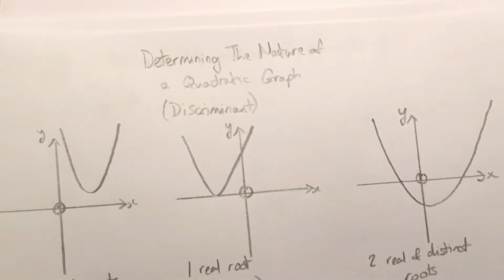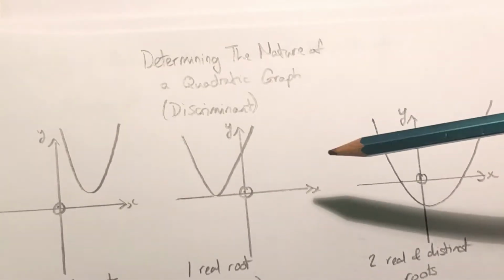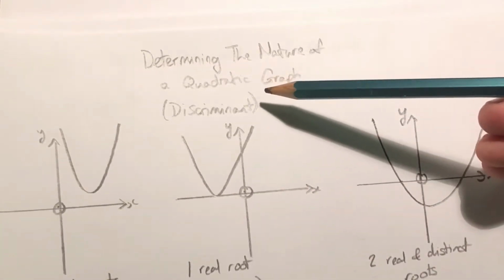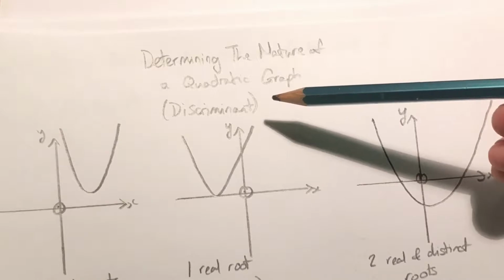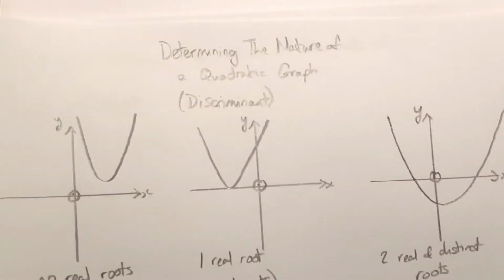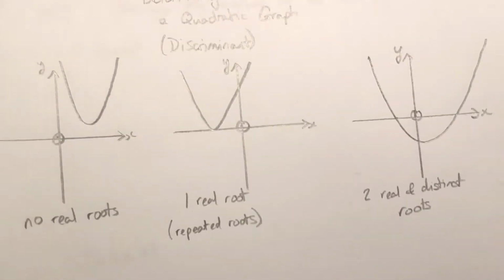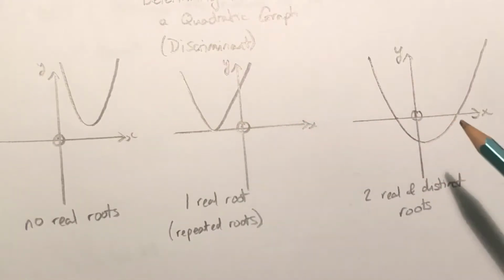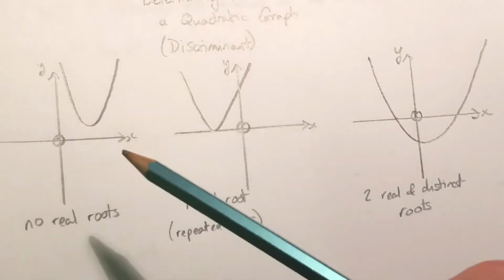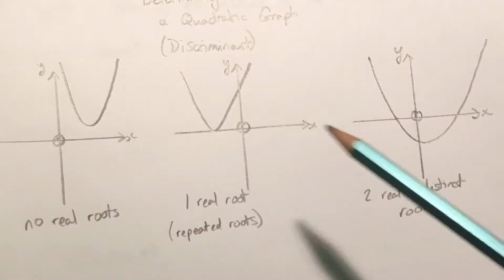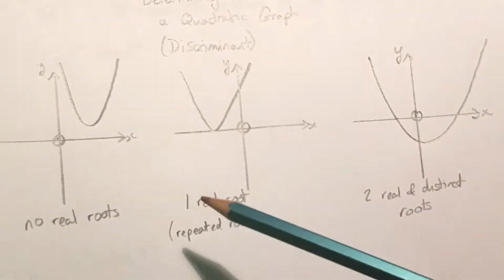In this video, we're going to learn how to determine the nature of a quadratic graph by looking at its roots. Now, this is sometimes known as finding the discriminant of a quadratic equation. There are three different options that we can have, and you'll notice I've used the positive x squared graphs in each of these cases. The same effect would occur with the negative x squared, just that they'd be upside down.